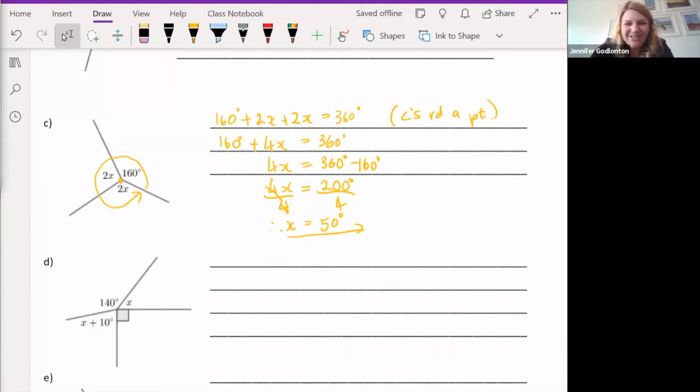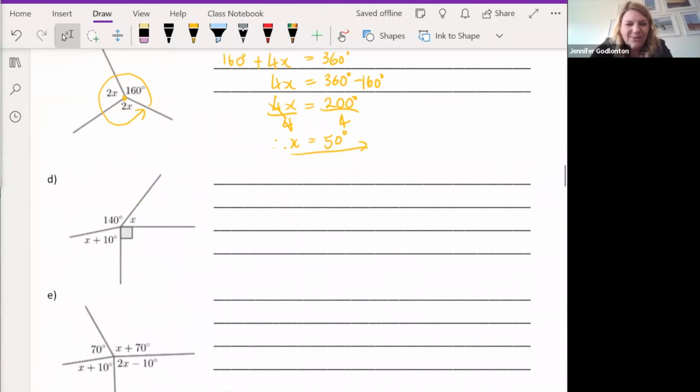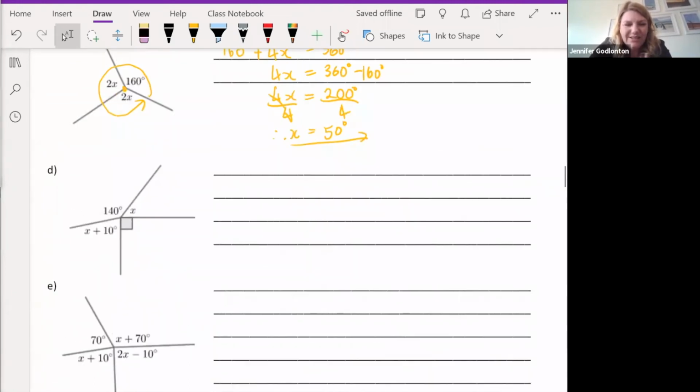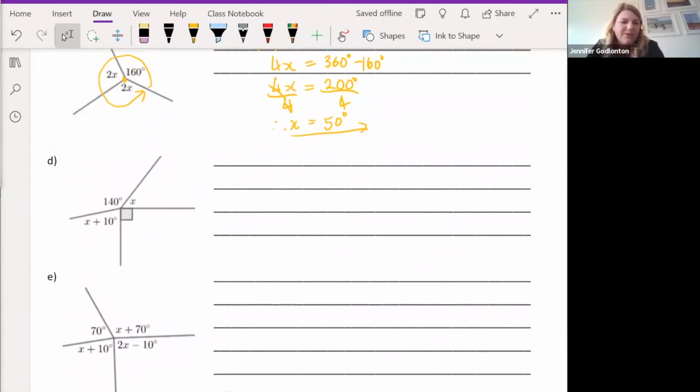Okay, I'm going to move this up so that you can also see E. So those of you who have finished with D, you can start working on E. And then after E, I think we'll go to a brain break.